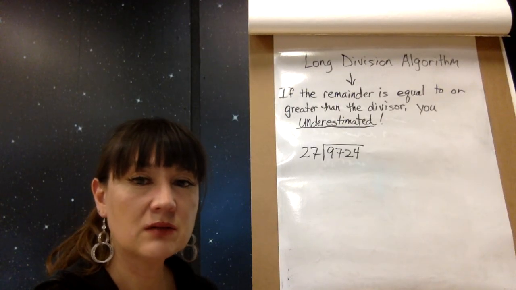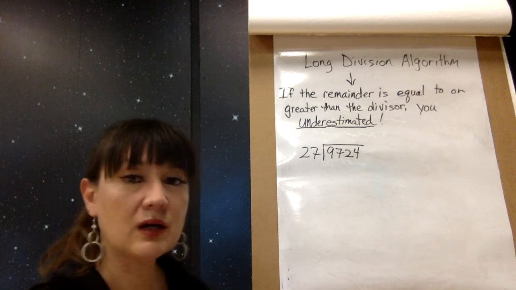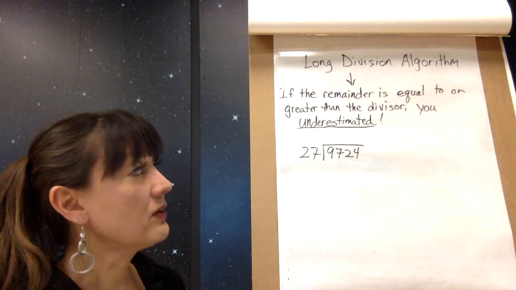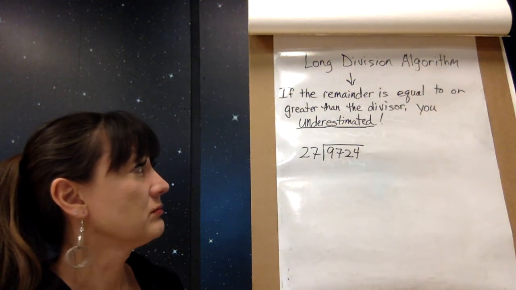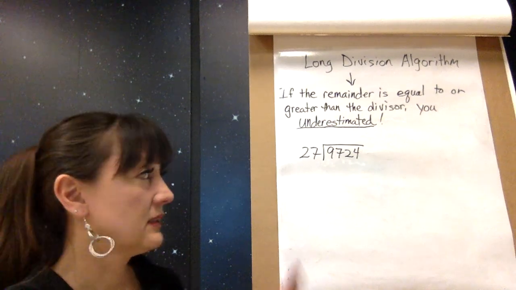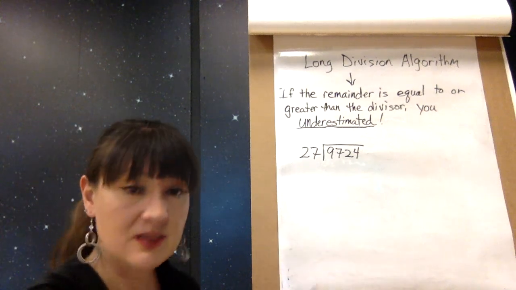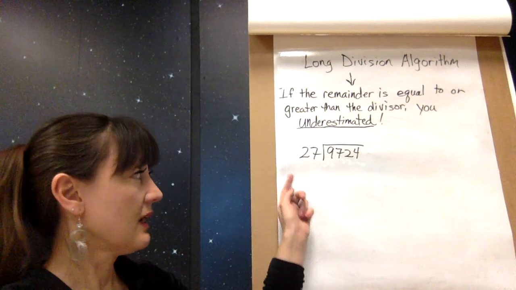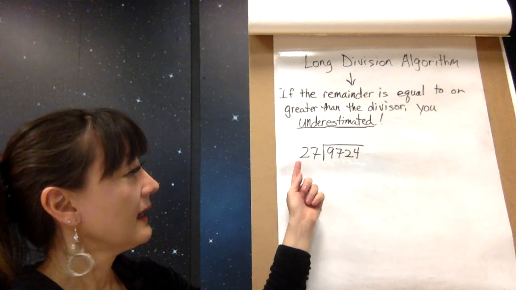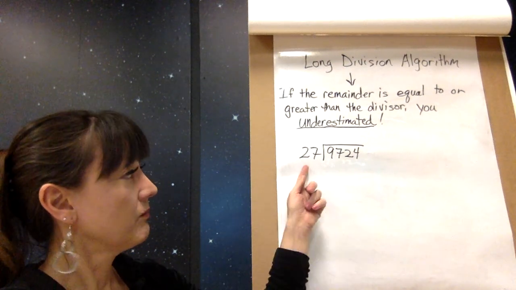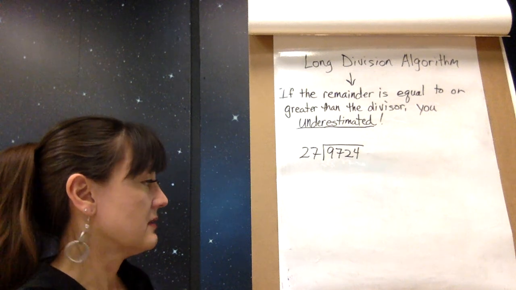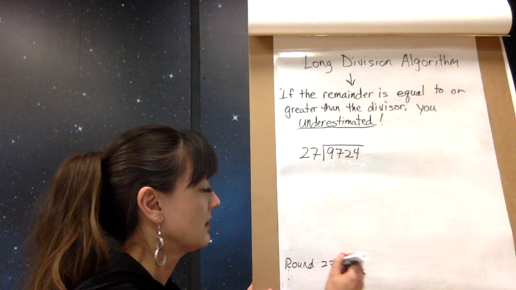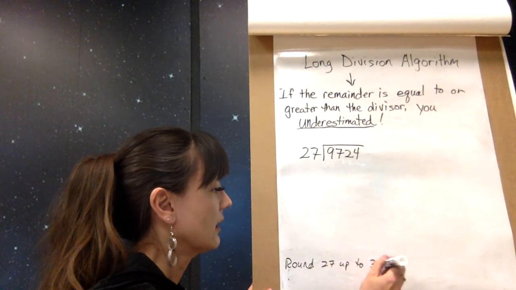Okay, so the last long division algorithm that we're going to work on is going to focus on this rule. If the remainder is equal to or greater than the divisor, you underestimated. So I'll be doing a guess and test, and you'll kind of see what happens. So first of all, I'm going to do the same thing. I have my 2-digit divisor here, and I see that 27 can probably be rounded to 30. So I'm going to go ahead and write that in here. Round 27 up to 30.